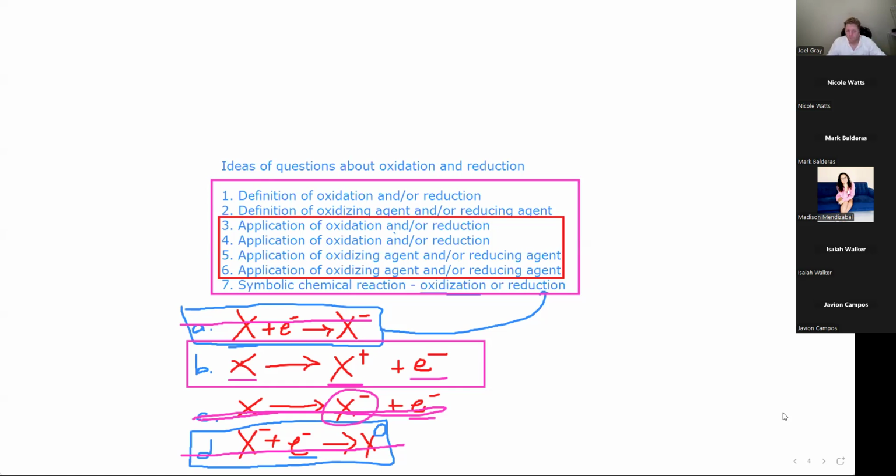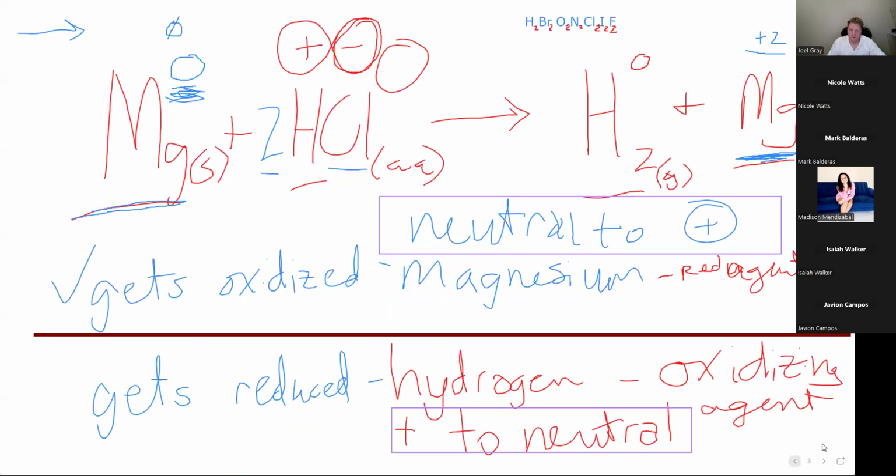Questions or prompts 3, 4, 5, and 6. That is identify what gets oxidized, what gets reduced, what is your oxidizing agent, what is your reducing agent. And a little bit of a spoiler alert. In a chemical reaction, it is possible for an element to be an oxidizing agent and a reducing agent. So what that means is it both gets oxidized and reduced. That is possible. Should you expect to see a question like that on your exam? No.